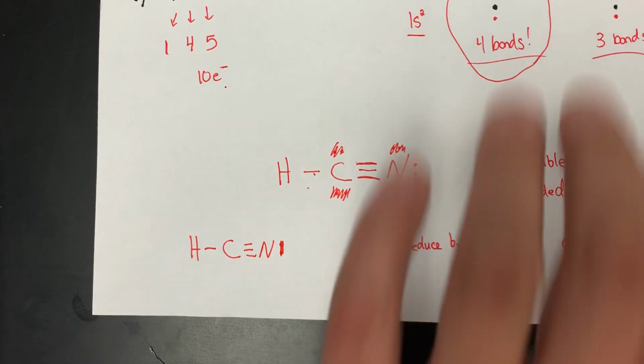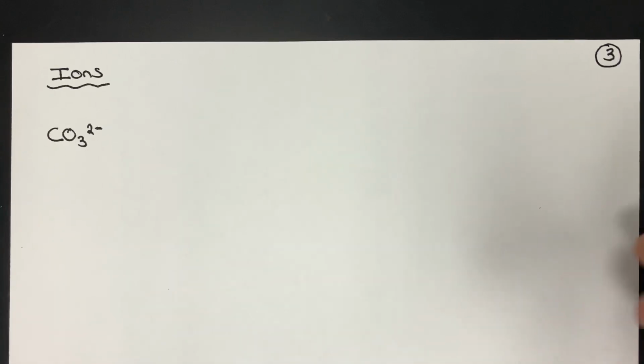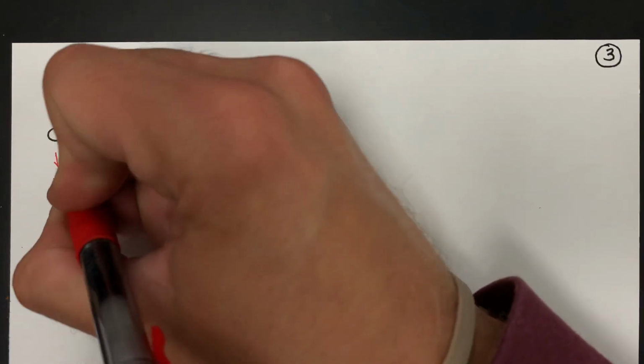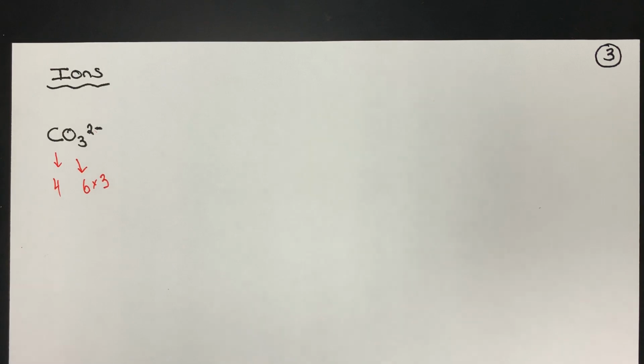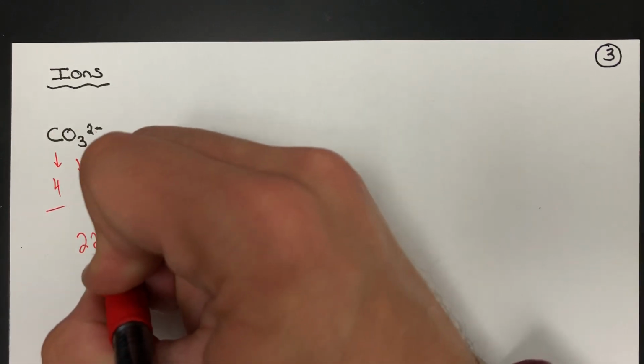We move on, we talk about ions. Ions are really no different than what we've seen in these previous 2 structures. The one thing to think about is, besides just tallying the total number of valence electrons, we're going to have to add in this case 2 additional electrons. So carbon has 4, oxygen has 6, however there are 3 of the oxygens. So in total, we have 22 electrons.